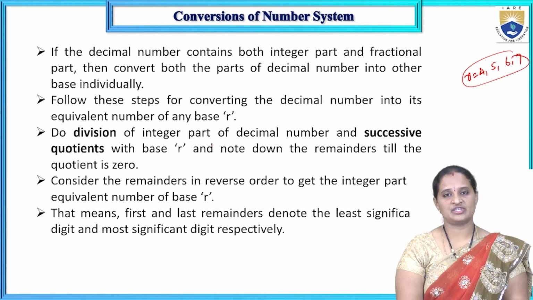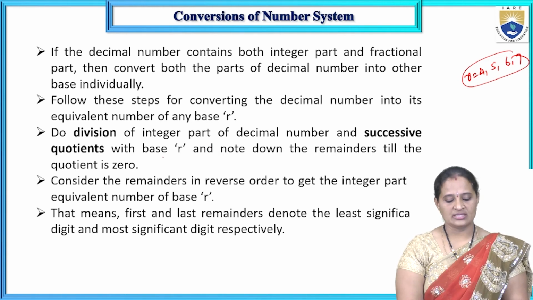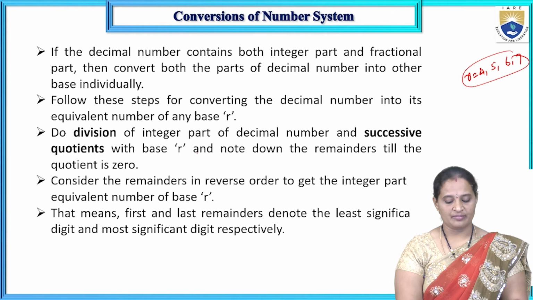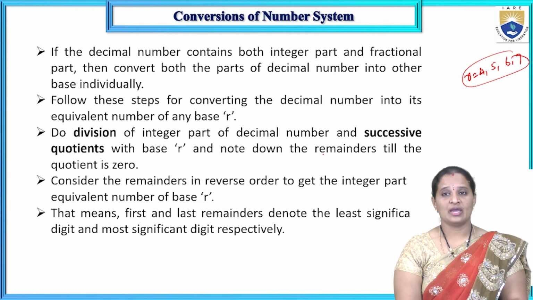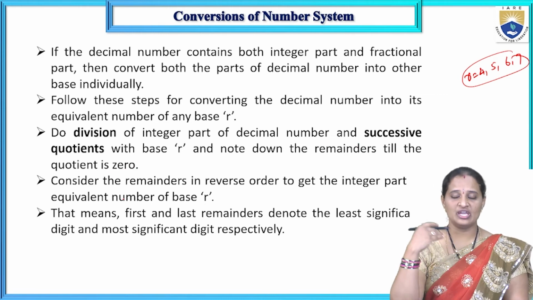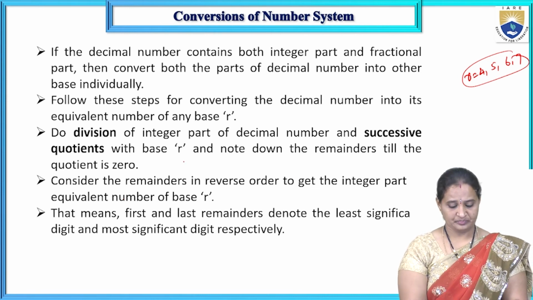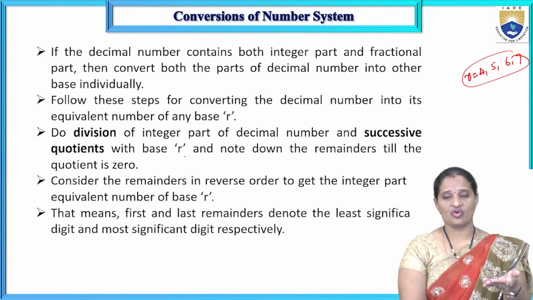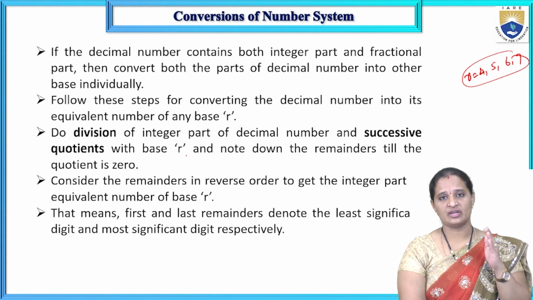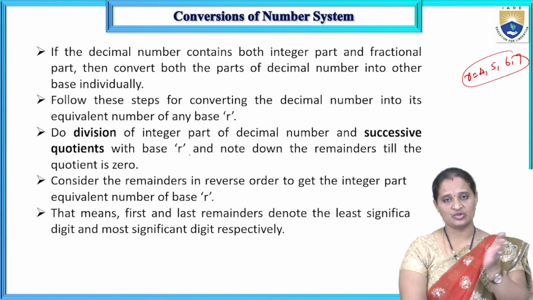So how about the conversion of the integer part? We do successive division, and all the successive quotients with the base are noted down, along with the remainders, till the quotient is 0. That means we need to successively divide the number by the base r, into which you want to convert. So for example, I want to convert a decimal number into a binary number. That means I want to convert base 10 to base r.